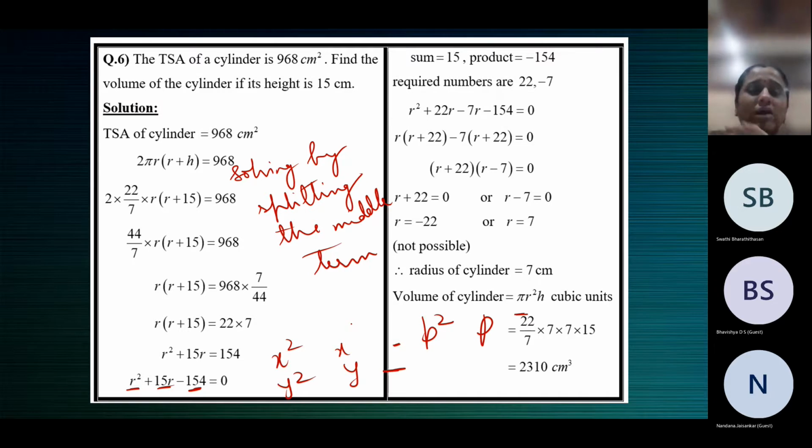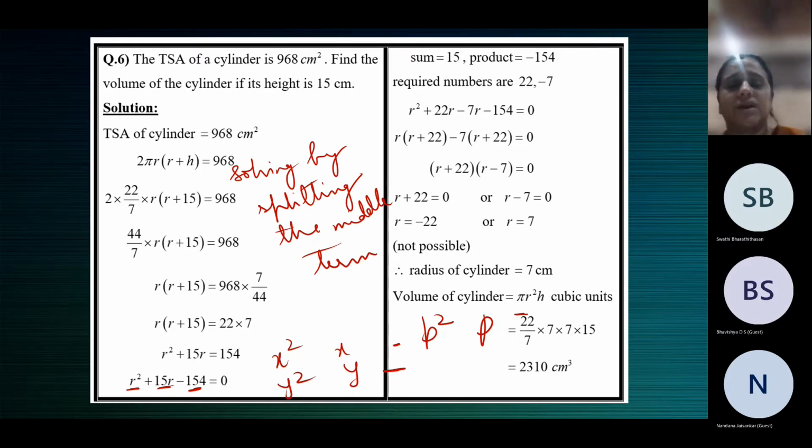So when you have an equation like this, on one side you have, in this case, R square term, R term and the constant, equal to 0. This is called a quadratic equation, and we solve this quadratic equation by splitting the middle term. Is it okay?